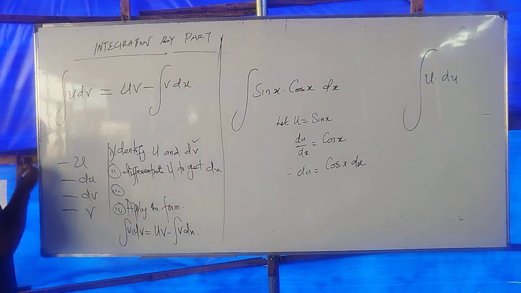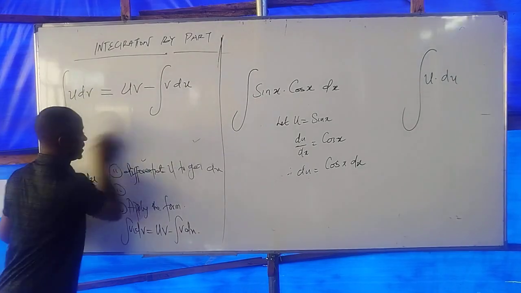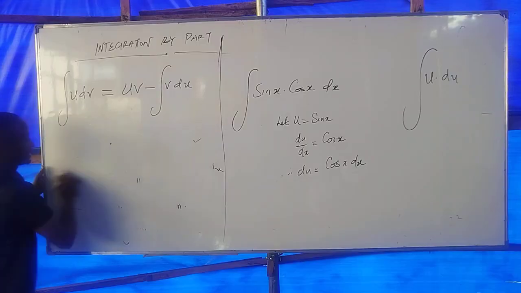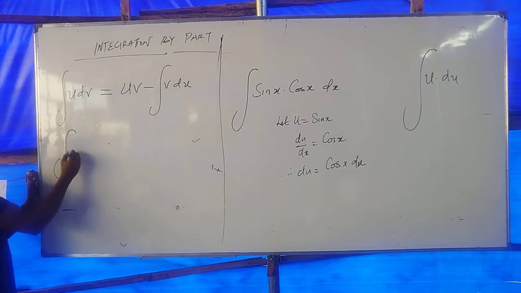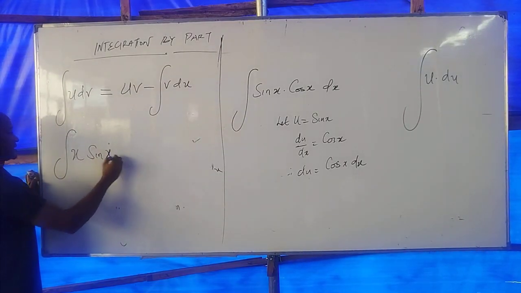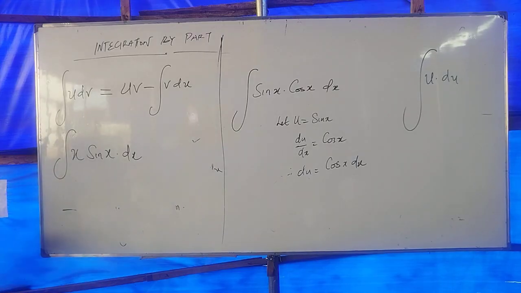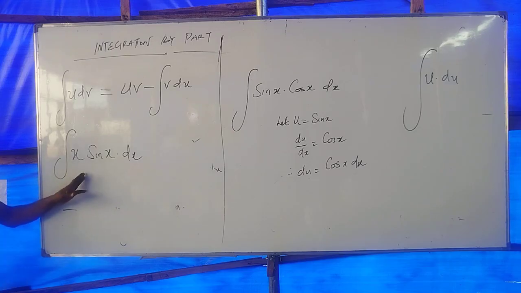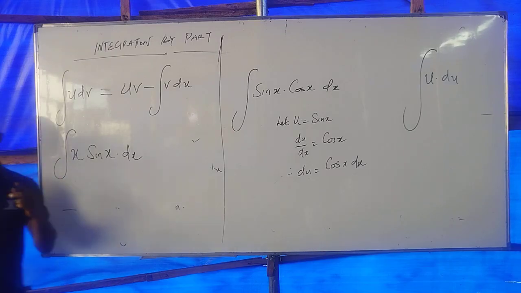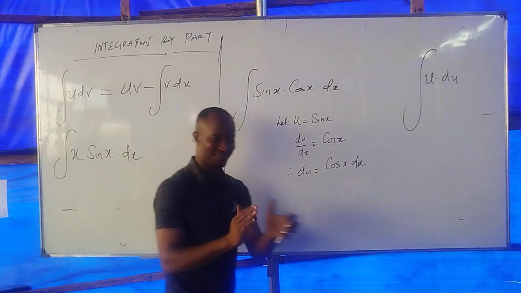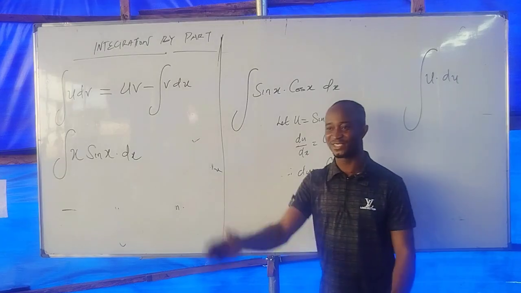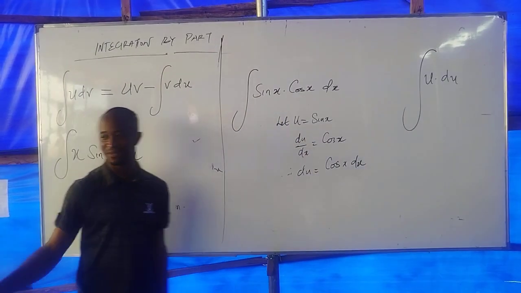Now, if I have two functions, let's say I have the integral of x sin x dx, how do we know which of these is our u and which is the dv? Thank you, my class. Clap yourself.